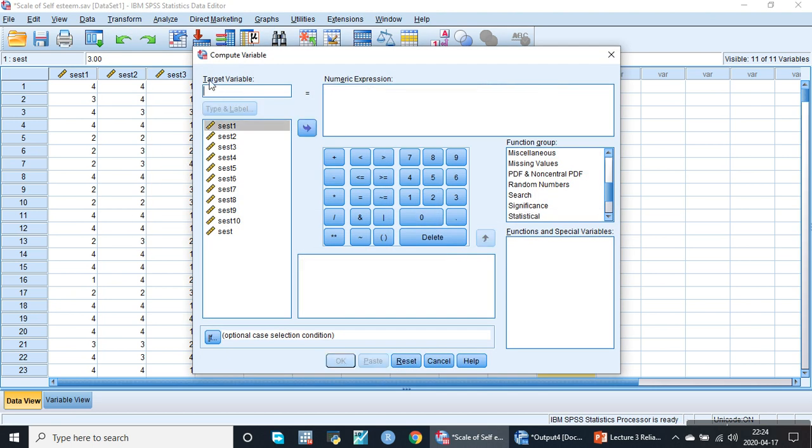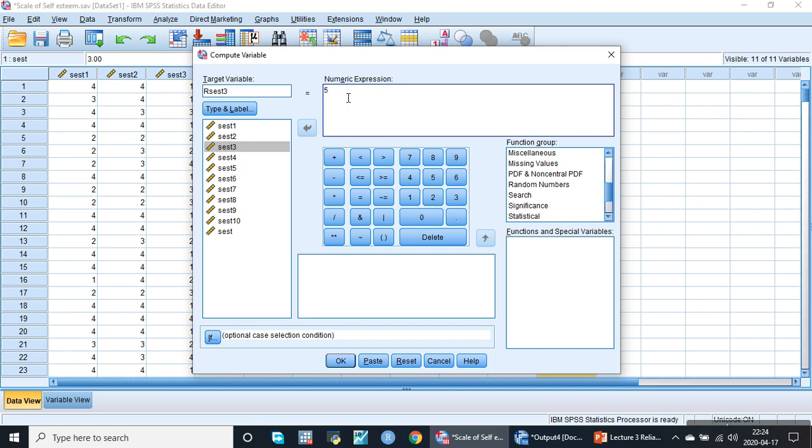reset it. In the target variable I am putting R. R means that it is the reverse. I am reversing the first question, that is question 3. R self-esteem 3. Then in the numeric box I will write 5 because our scale was of 4 points, from 1 with lowest self-esteem and 4 indicating the highest self-esteem.